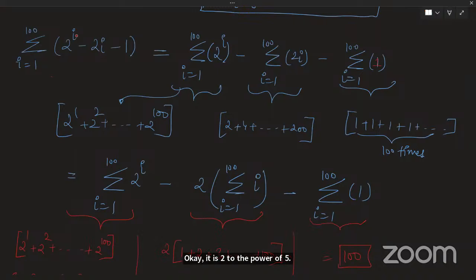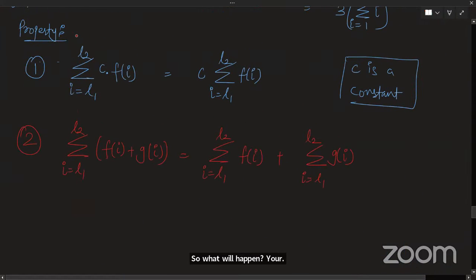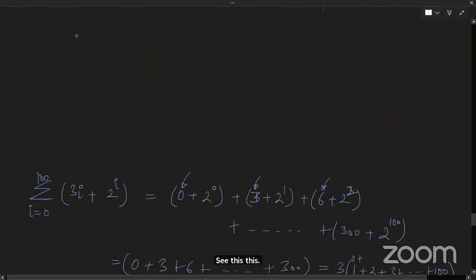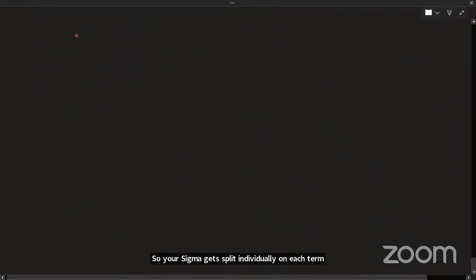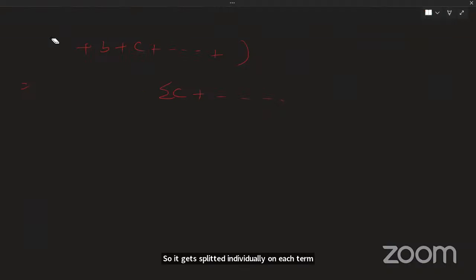So what will happen? See, this property of sigma operator: your sigma gets splitted individually on each term. If I'm giving you n terms, let me take it as n terms as a plus b plus c, like that. So it will be sigma a plus sigma b plus sigma c. It gets splitted individually on each term. This is the property, so that is what is happening over there.